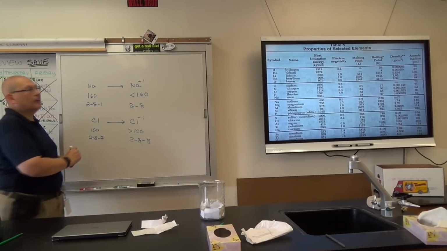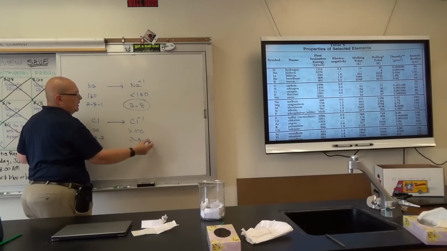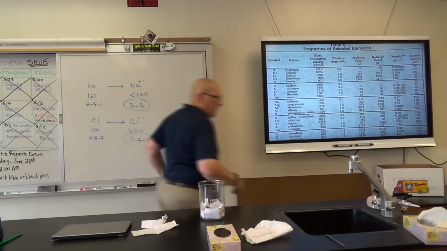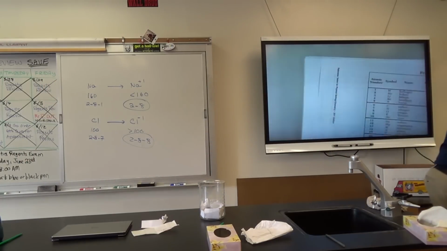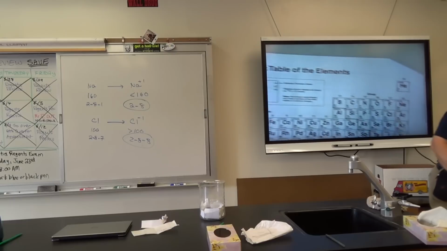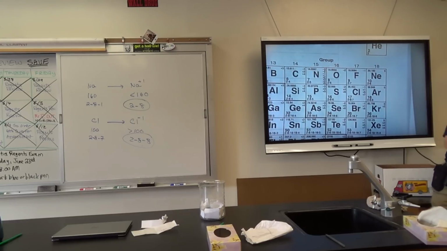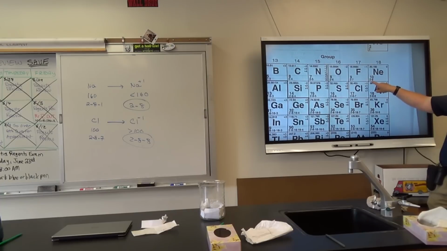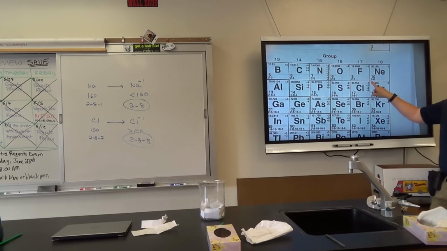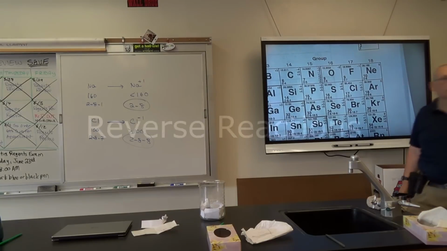Oh, and by the way, the electron configurations of our ions are the same electron configurations that you'll find with noble gases. For example, when sodium forms an ion, it has the same configuration as neon. And when chlorine forms an ion, it has the same configuration as argon. That shows up a lot on the Regents too.